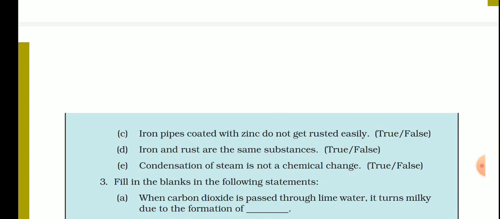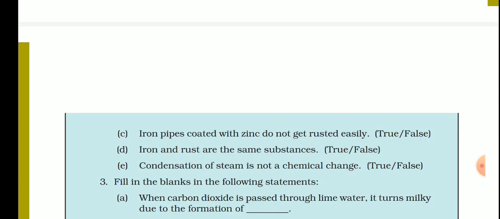D, iron and rust are the same substances. True or false? The statement is false. I told you iron and rust are different substances. Iron is Fe, simple Fe metal, and rust is iron oxide. And it is formed when that iron comes in contact with oxygen and water. So iron and rust are different substances.